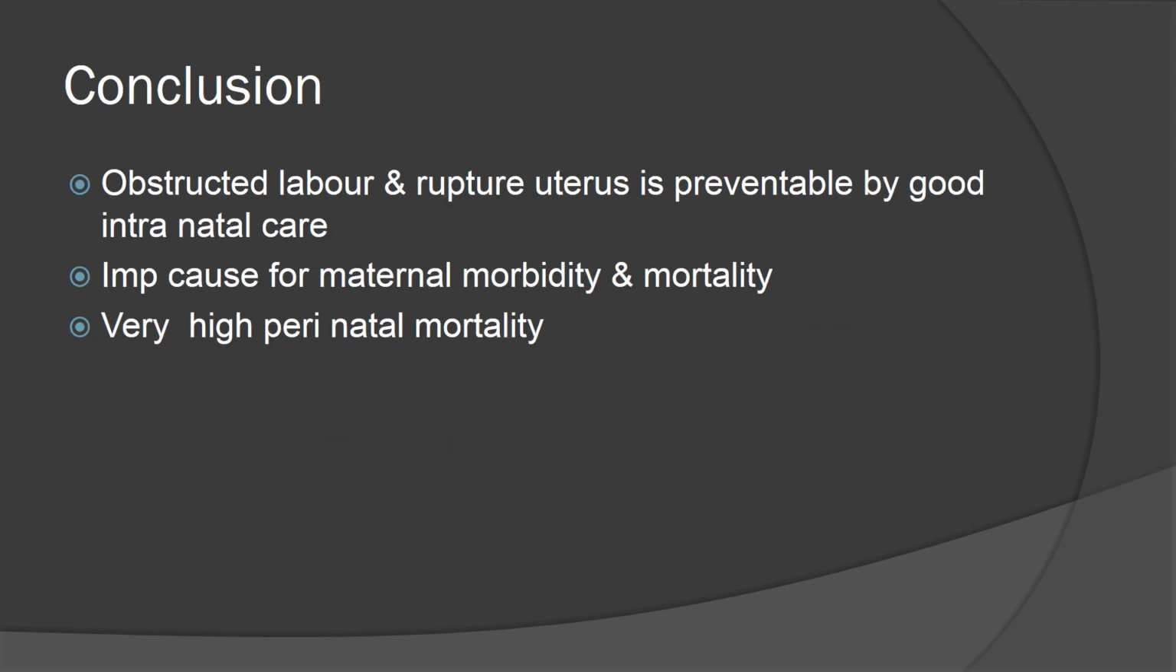Coming to the conclusion, obstructed labor and ruptured uterus is an absolutely preventable condition by good antenatal and intranatal supervision. But still, it is an important cause of maternal morbidity and mortality and very high perinatal mortality.